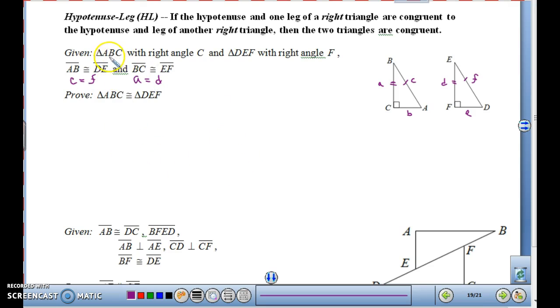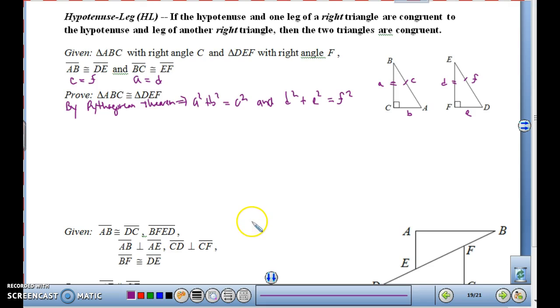All right, so first of all, since we know that these two triangles are right triangles, what should be true about the sides? Well, by the Pythagorean theorem, because these are right triangles, a squared plus b squared should equal c squared. And for the other triangle, d squared plus e squared is equal to f squared. That's what we know about right triangles. So by the Pythagorean theorem, we know that that's true.